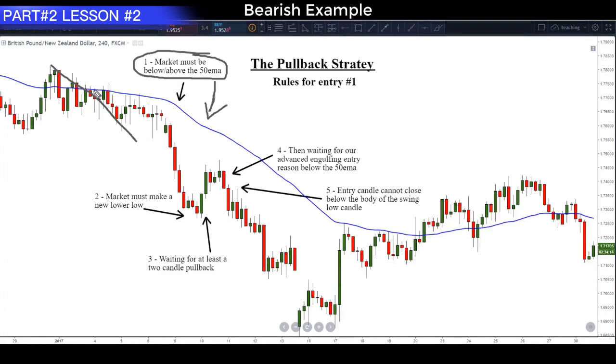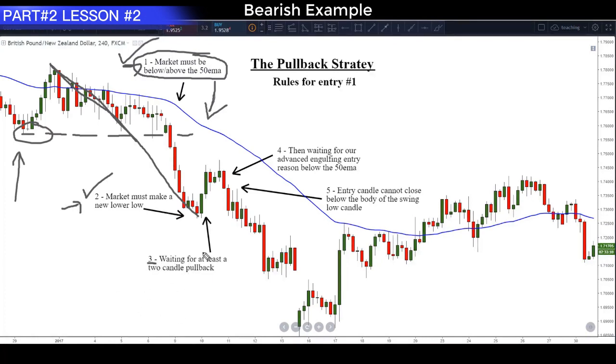So as soon as we get that break below, we start to look for rule number two, which is right down here. Rule number two is initially the market must make a new lower low. If we look back here, you can see our previous low, price action made, and obviously this move down right here does break below this previous low. So we have rule number one met. We can check that off. The market is below the 50 EMA. We have rule number two met. We can check that off because we did break into a new lower low considering the placement of our previous low. What's rule number three?